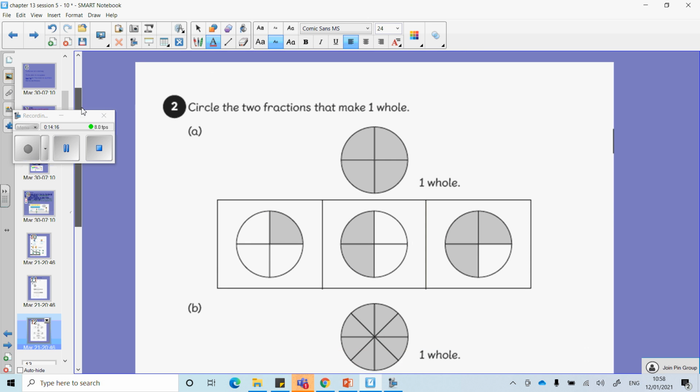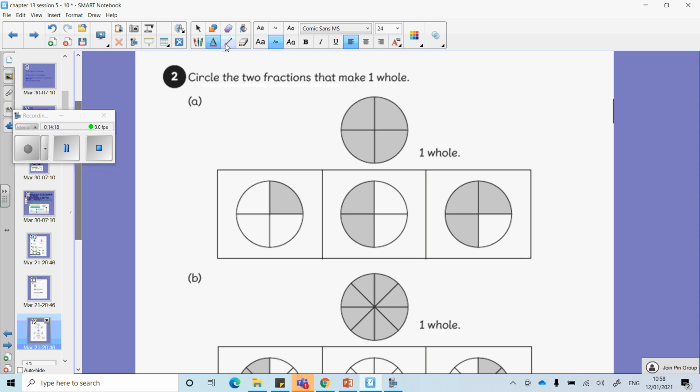The next page of your independent learning is to circle the 2 fractions that make 1 whole. So this is a bit like our matching activity, when you've got to look at these 3 circles and figure out which 2 of them make up 1 whole. Again, if it helps you to cut them out and put them on top of each other so that you can see where they would link up, then that's fine to do that. Or if you think you just want to circle them on the page, then that is also fine.